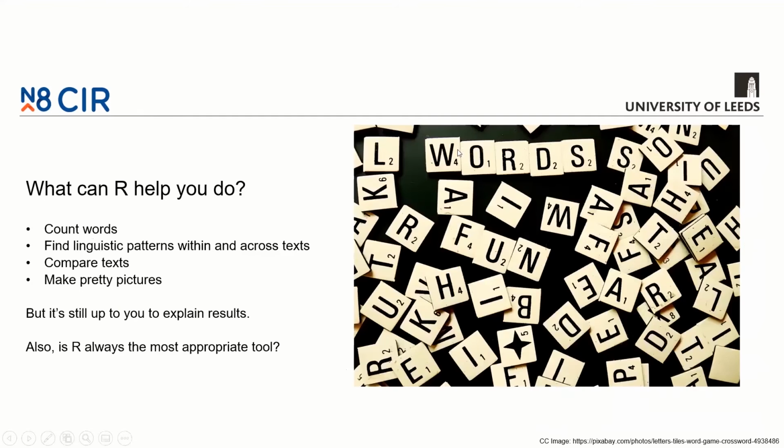So what can R help you do? Like I said before, R is just a big fancy calculator. So essentially at the end of the day, you're just counting words. This is what a lot of computational literary analysis does. It's just counting words. But counting words allows you to do some really cool stuff. It allows you to find linguistic patterns within and across texts. There are so many ways to do this.